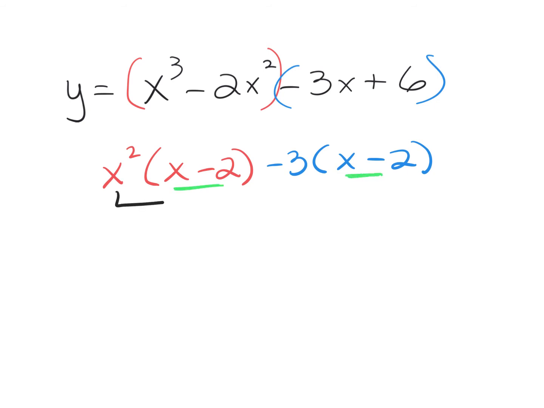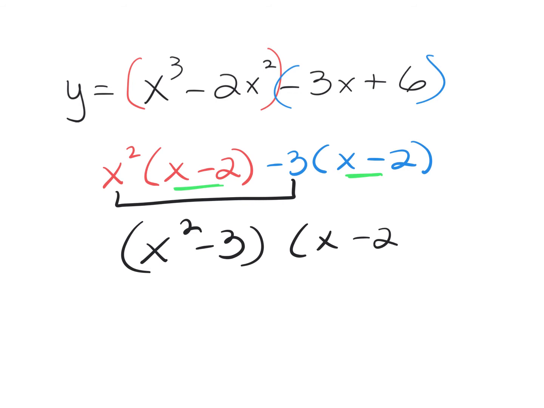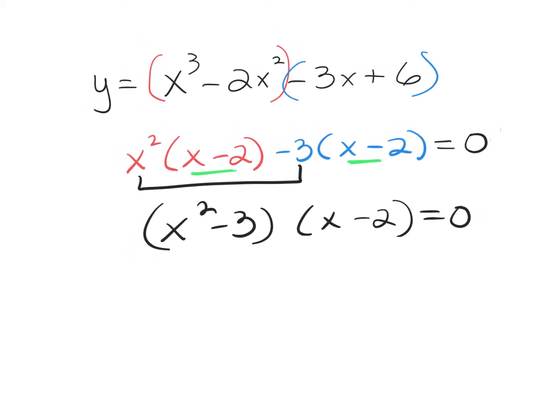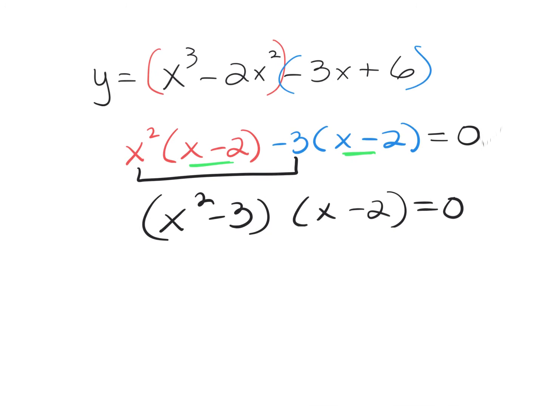Now you're going to take the two GCFs, put them together, and then take the common factor, the x minus 2, and put it in another binomial. I'm now going to set each of my factors equal to 0. These are going to give me my x-intercepts or my zeros.